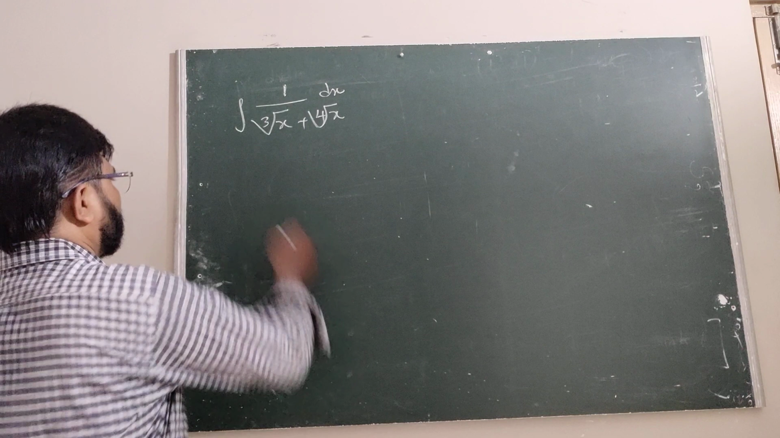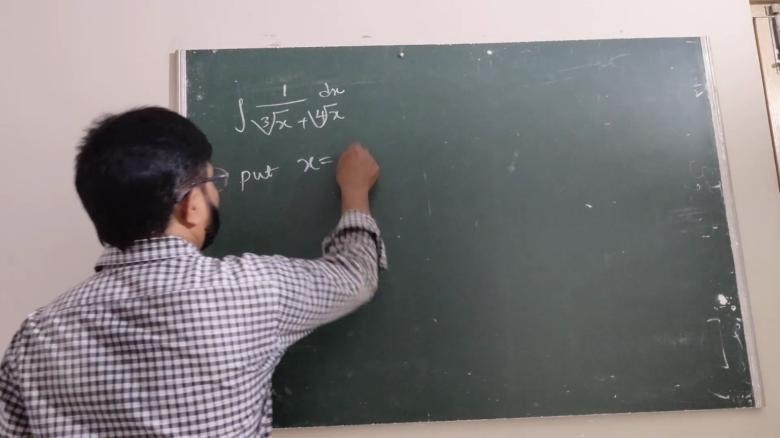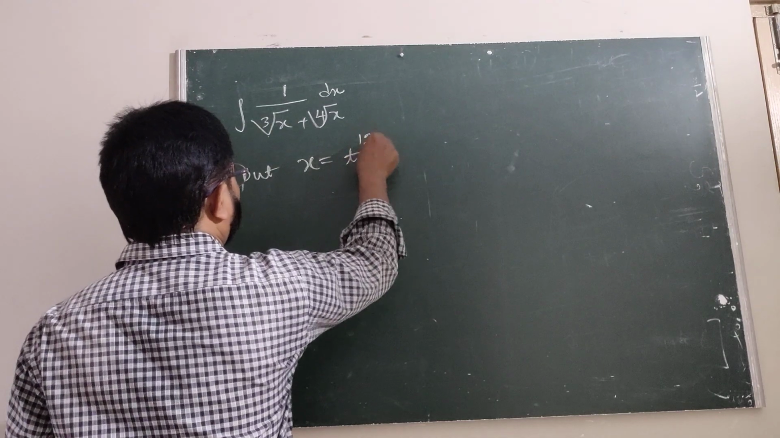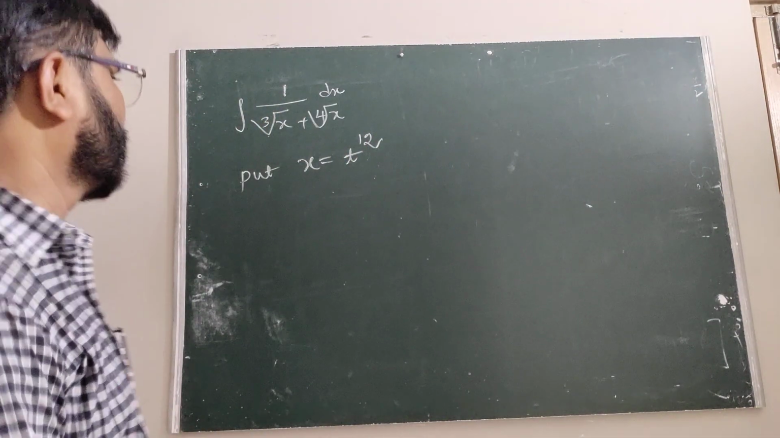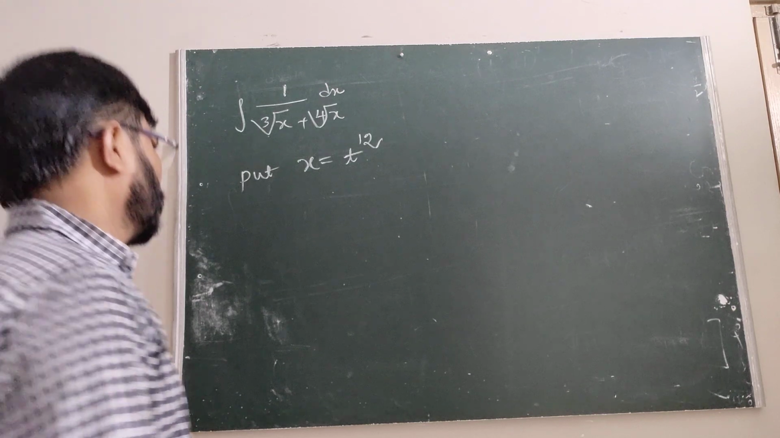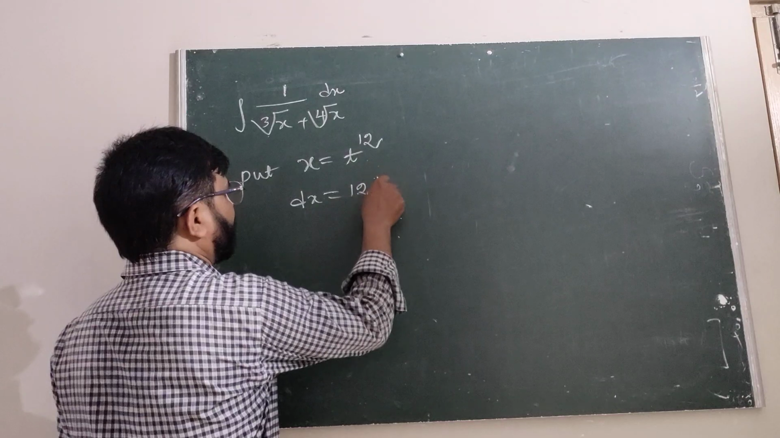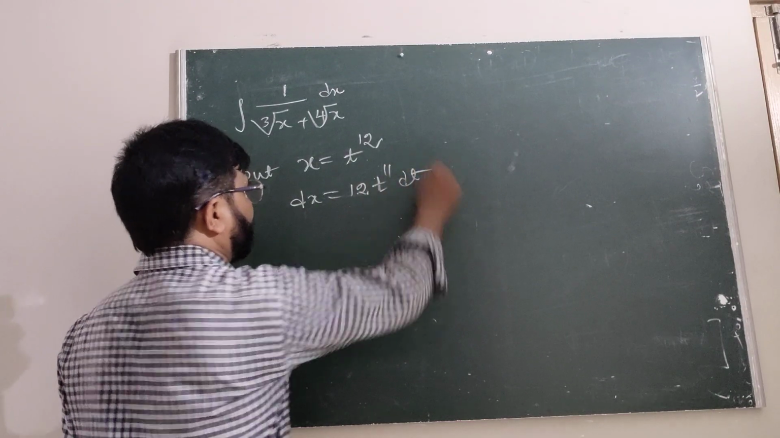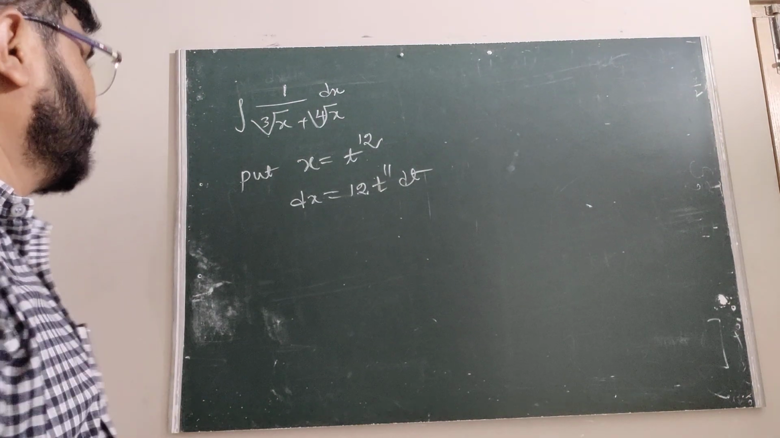Now we are taking the suitable substitution: put x equal to t power 12, the LCM. Therefore what is the dx? The dx equals 12 into t power 11 dt. This is the dx: 12 into t power 11 into dt.